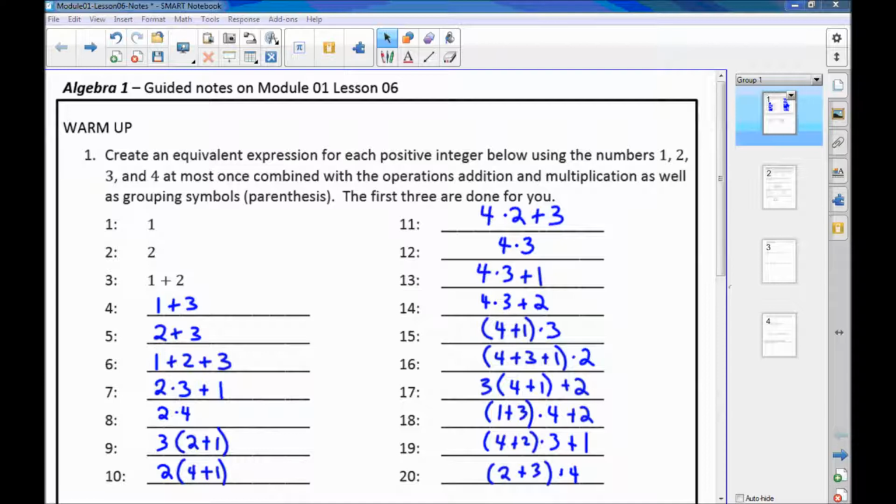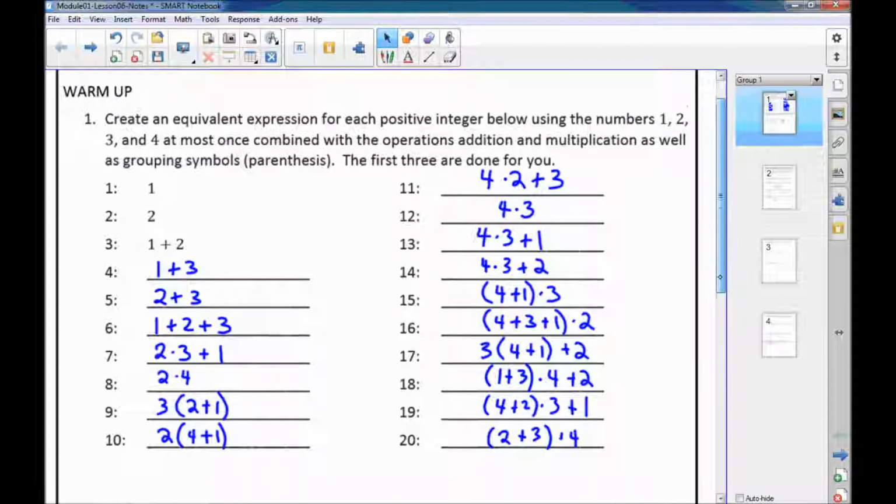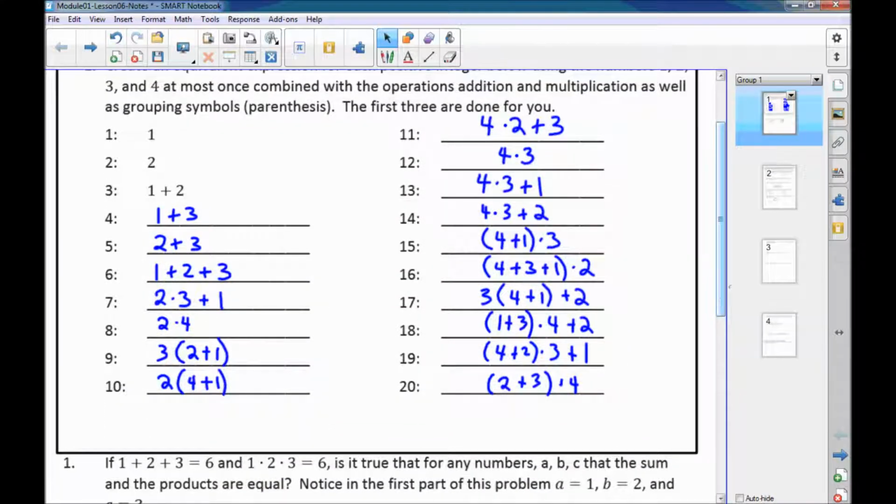So the first three are done for you already. If you haven't done this yet and you're at home watching the notes or learning the notes for the first time, you should really pause the video and try these. It's good practice of your number skills. And then come back and you can check some answers.